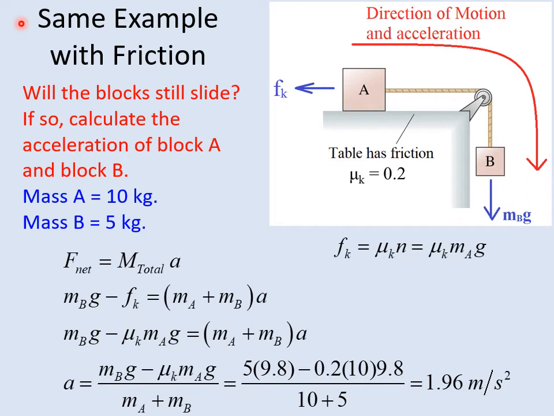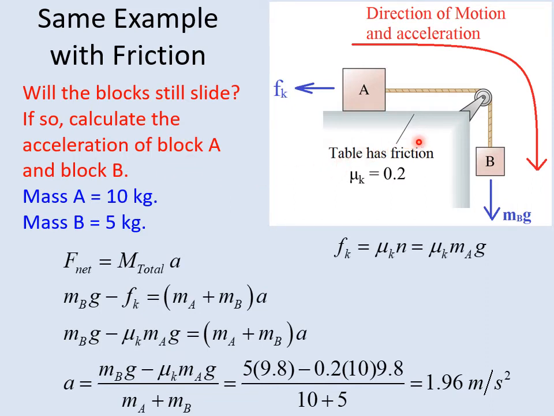We can modify this problem a little bit, make it a little more difficult, and include friction in the problem. So we have the same exact setup here with the 2 masses A and B connected by a rope over a pulley. The only difference now is that the table has friction and the coefficient of kinetic friction is given to us as 0.2. So the question is, will the blocks still slide? And if they do, calculate the acceleration of block A and block B.